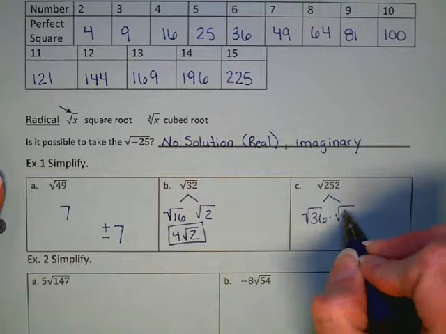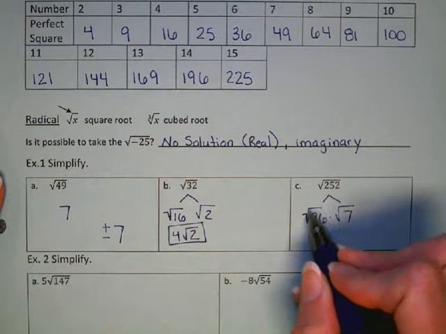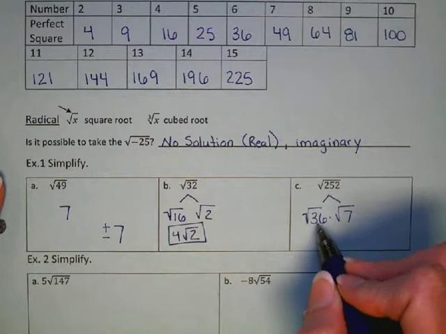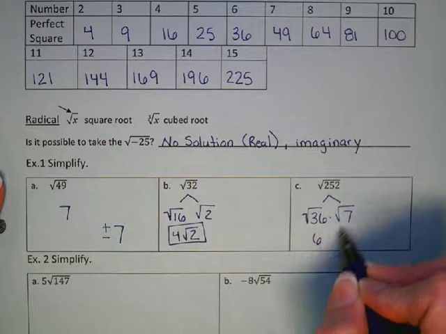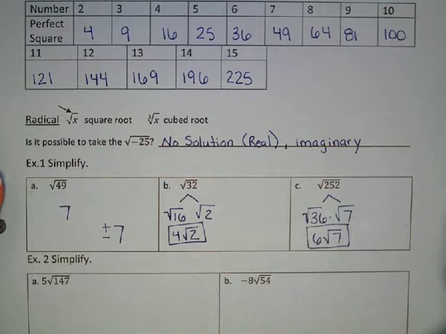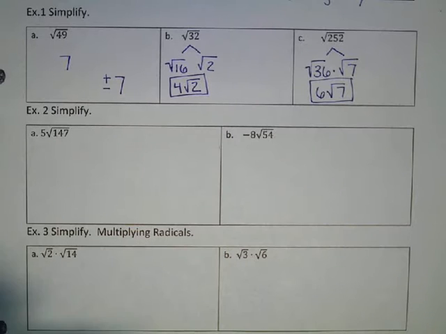So, then you square root, this one came from our table, so the square root of 36 is 6. And you bring down the square root of 7. That's it. That's simplifying a radical. Sometimes you might have a number in front of the radical.